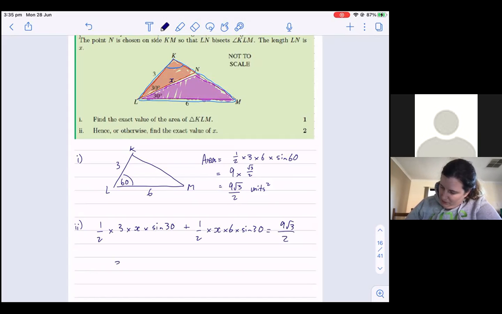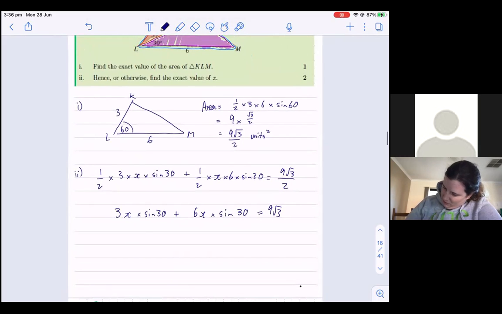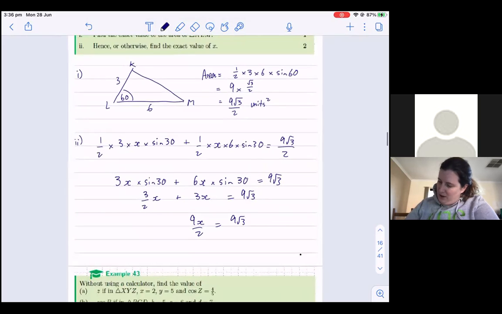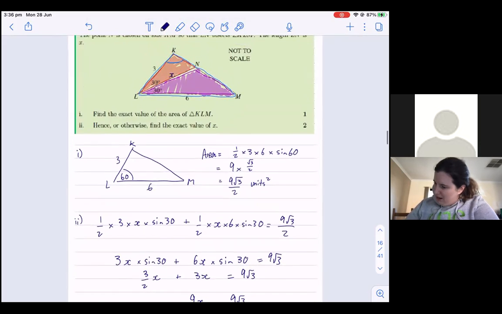So we've got 3x times sine 30 plus 6x times sine 30 equals 9√3. Now sine 30 is a half. So we've got 3 on 2 x plus 3x equals 9√3. 3 on 2 plus 3 is 4.5, which is 9 on 2. So 9x on 2 equals 9√3. That means x must be 2√3 centimeters, meters, units.